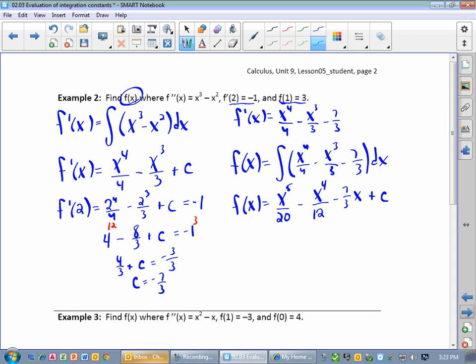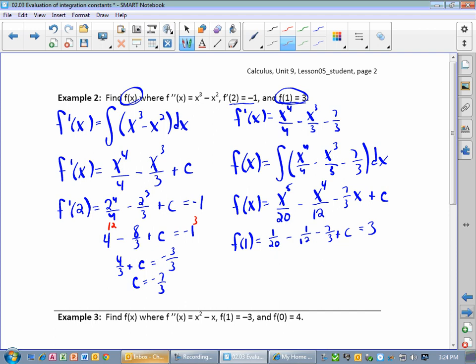Again, at this point, we're actually given f of 1 equals 3. So we want f of 1, which would be 1/20th minus 1/12th minus 7 thirds plus c. And that needs to equal 3. That's the given information, that's the initial value. Now, the purpose of this is not to be able to combine like terms with fractions and stuff. It's good practice, but don't let that be your stopping point. So feel free to use a calculator, but it's good practice anyway.